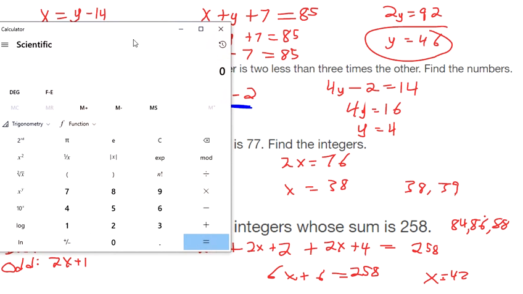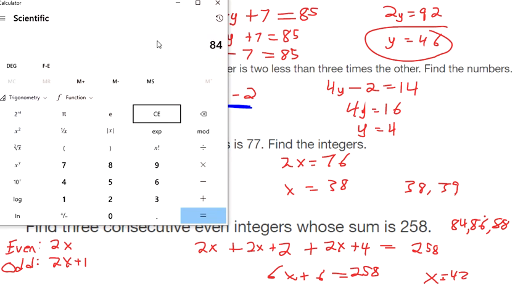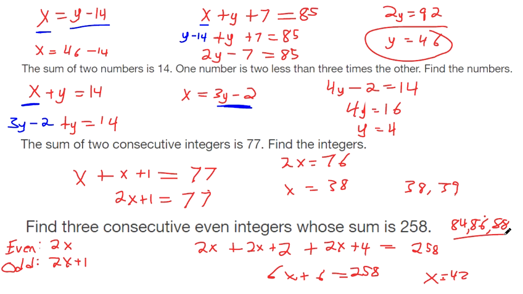Okay, so careful if you solve for x. You still got a little more work to do. 84 plus 86 plus 88. 258 checks out. They're even numbers, they're consecutive, and they add up to make 258.